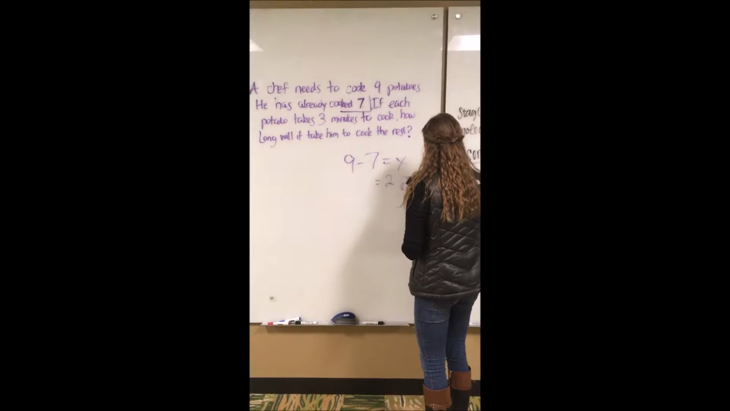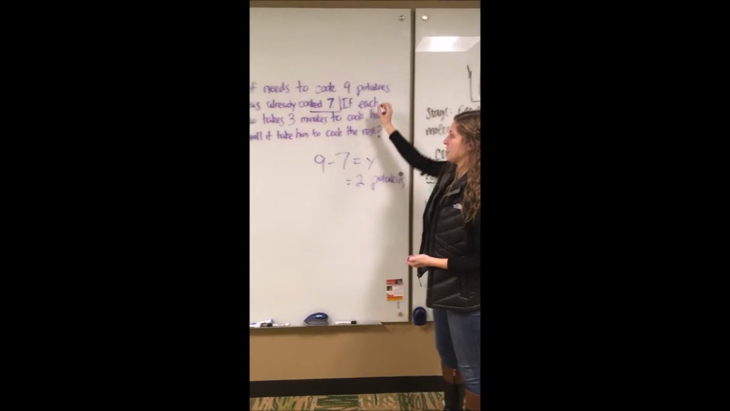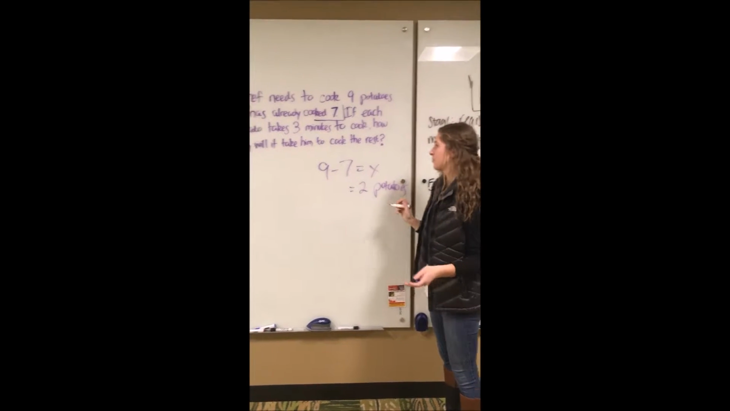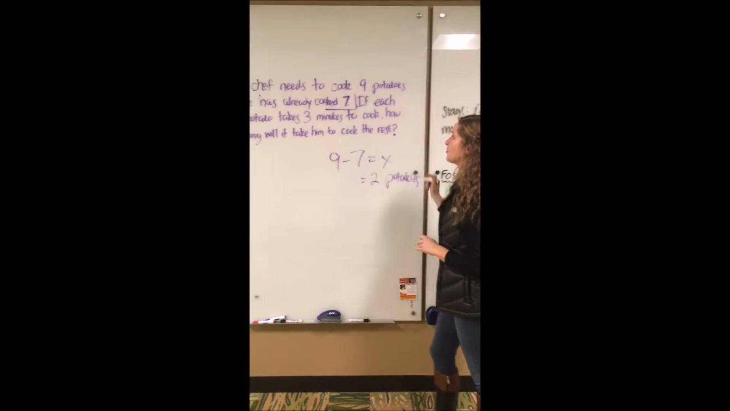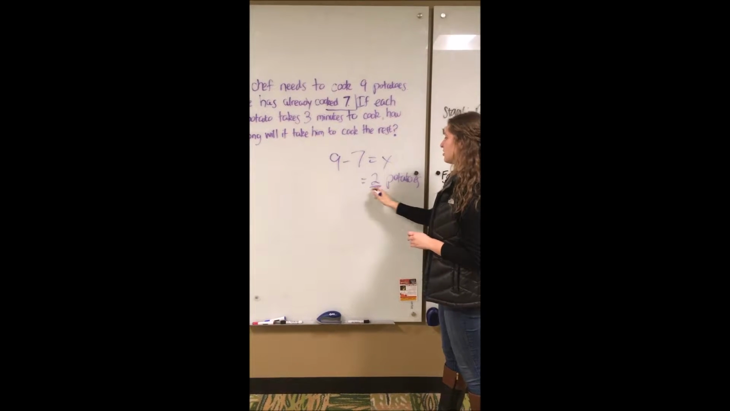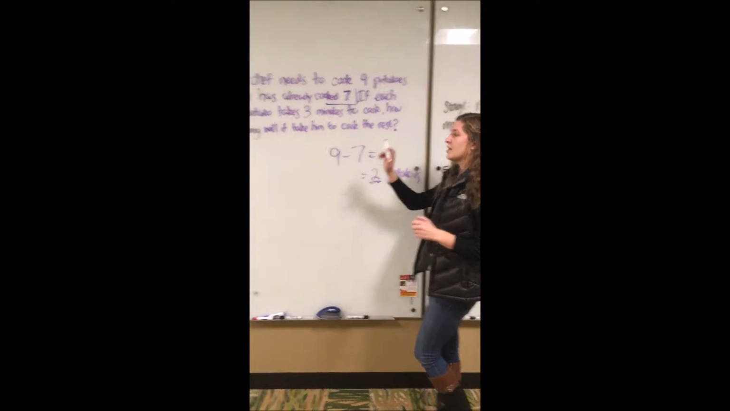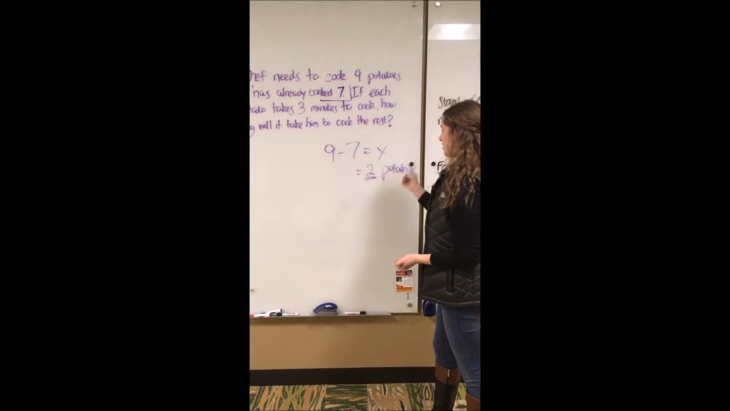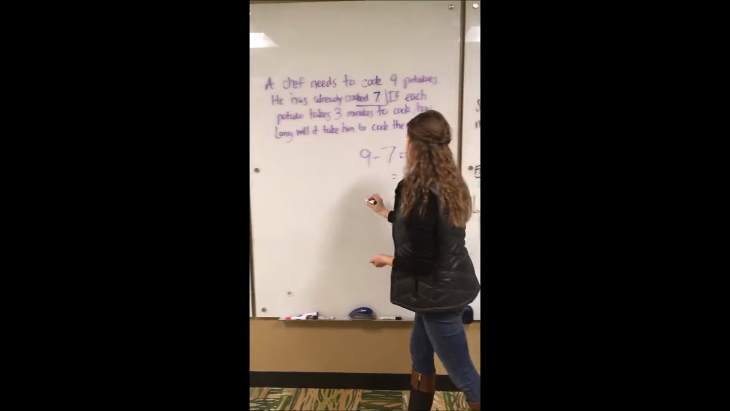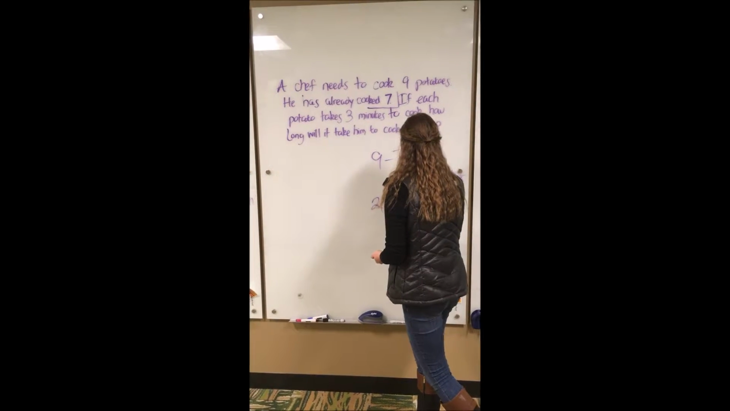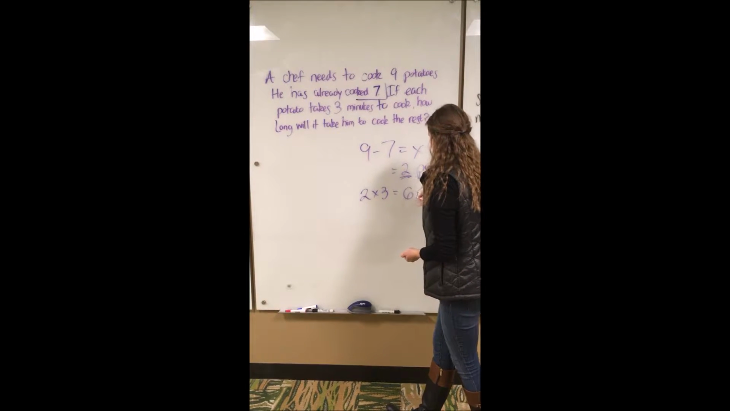And so with that answer, you're able to plug that in into the second one-step problem. So now you just treat it as an entirely new problem. So each potato, which you now know is 2, takes 3 minutes to cook, and you need to know how long it will take to cook the rest of these 2 potatoes. And so you have 2 potatoes, 3 minutes each, and so that'll be 6 minutes.